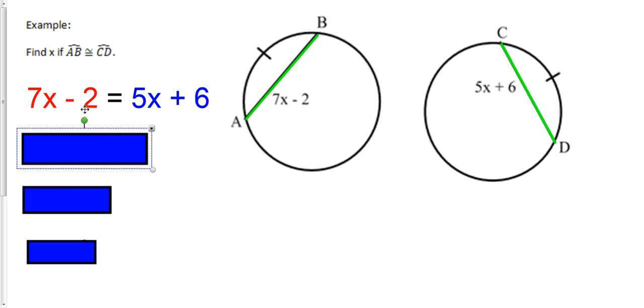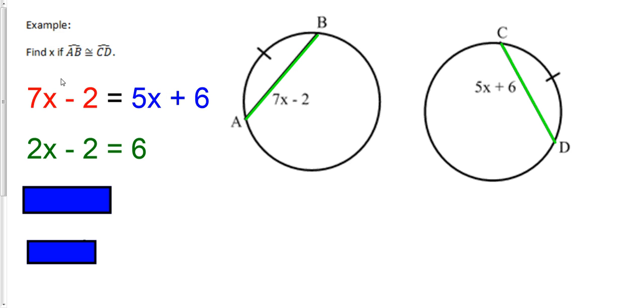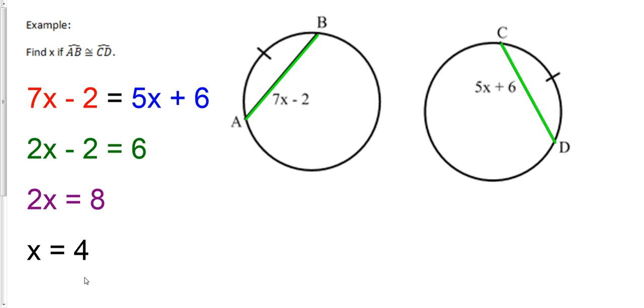From there, how would we solve that? Well, we can subtract 5x from both sides, and we would get 7x minus 2 equals 6. Add 2 to both sides, and we would get 2x equals 8. And divide by that 2, and in the end we would just have x equals 4. So that would be our way to solve for x. And that'll wrap it up for our second lesson.